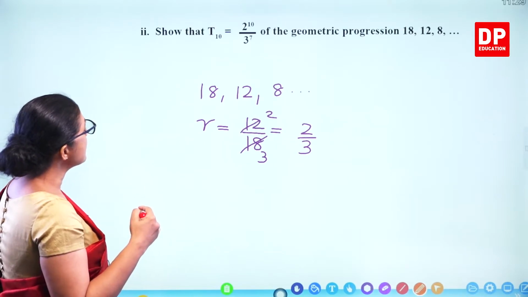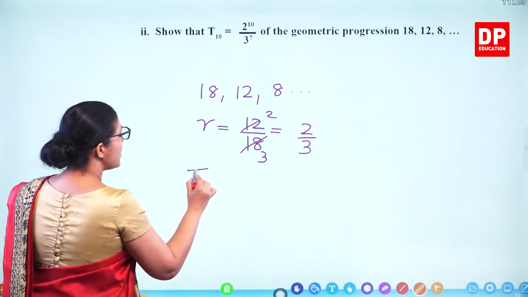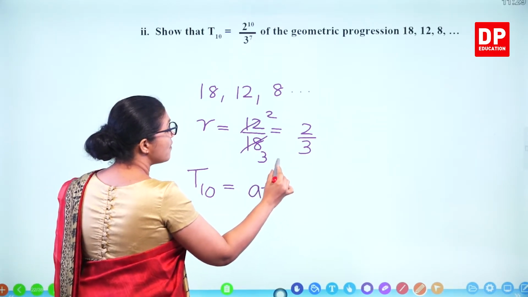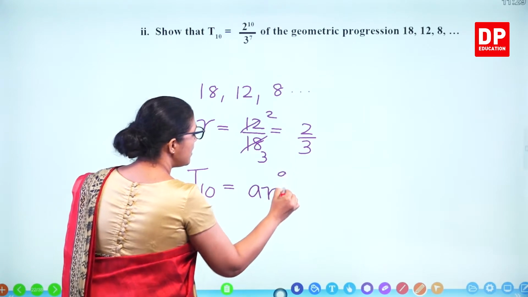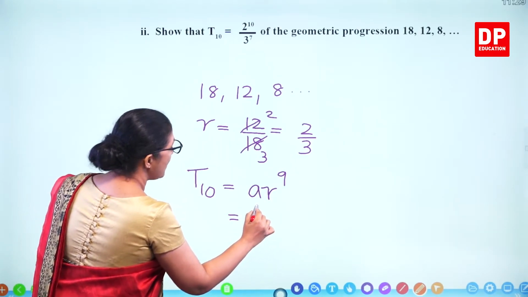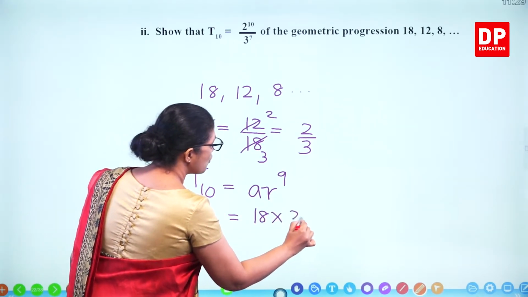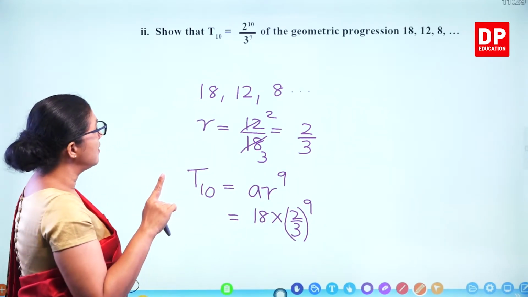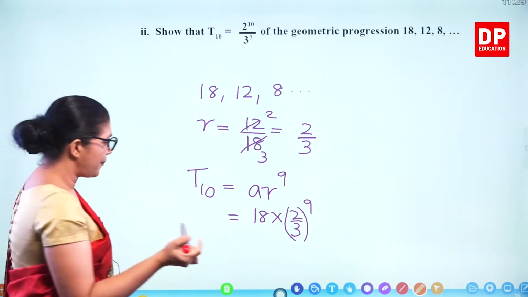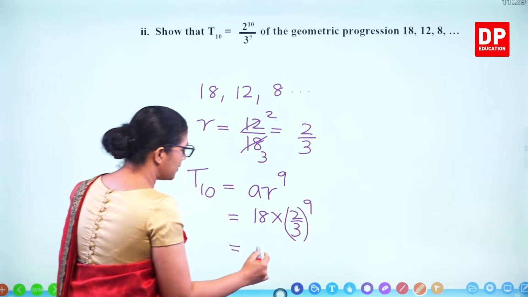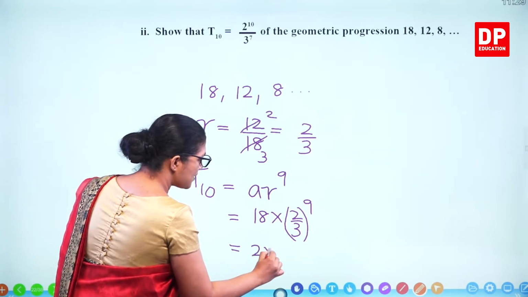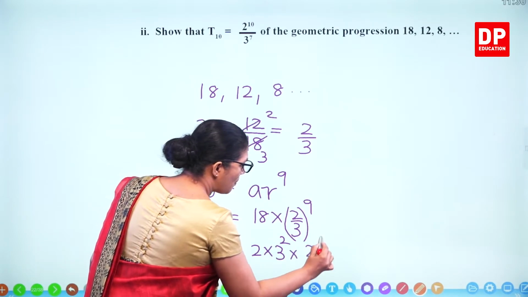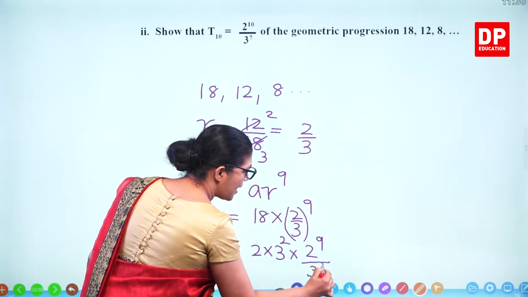Now, what's the first term? 18. So, how do we find out T10? 10th term: A R to the power 10 minus 1, 9. What's A? 18. R becomes 2/3 to the power 9. So, look at the answer, all in 2s and 3s. So, we need to split 18. 2 times 9. 9 you can write 3 squared. 2 to the power 9 and 3 to the power 9.